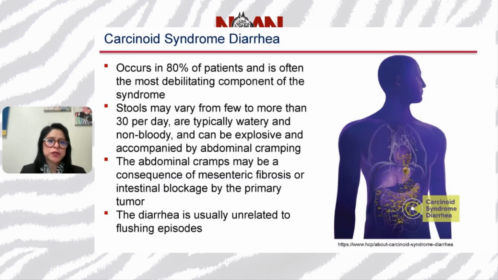Carcinoid syndrome diarrhea occurs in 80% of patients and is often the most debilitating component of the syndrome. Stools may vary from a few to more than 30 per day and are typically watery and non-bloody. It can sometimes be explosive and accompanied by abdominal pain. This abdominal pain can sometimes be a consequence of mesenteric fibrosis, meaning scar tissue around the layers that cover the intestine, because some of the tumors are located in that area, and this excess of hormones can also form scar tissue, which can cause pain.